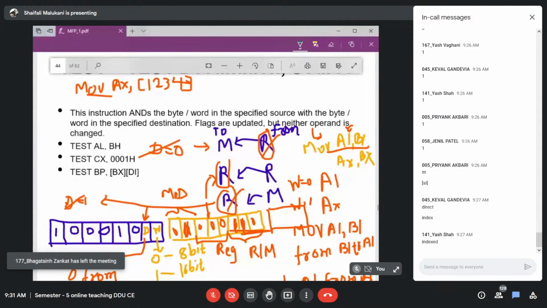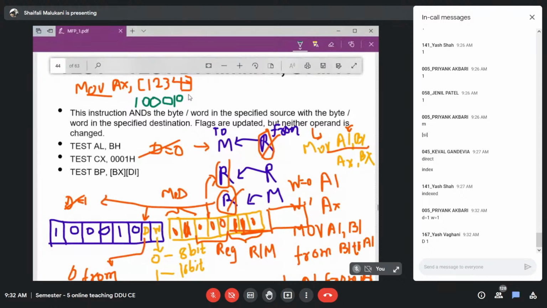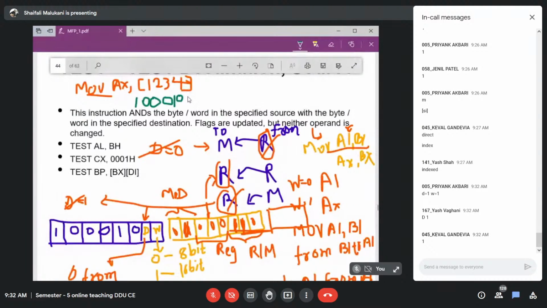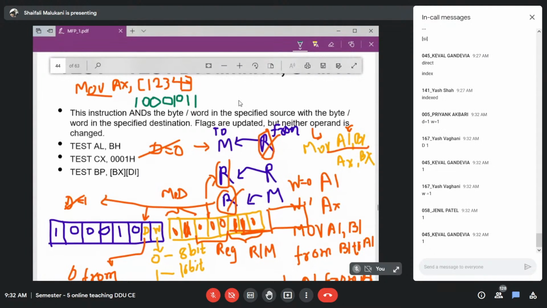Okay, the first 6 bits are fixed. What are those? 1 0 0 0 1 0, right? D value, yes, D is for 2, and W is 1 because it is a 16-bit operation, correct. What about the register bits? Register is 3 bits. Yes, they are 000.